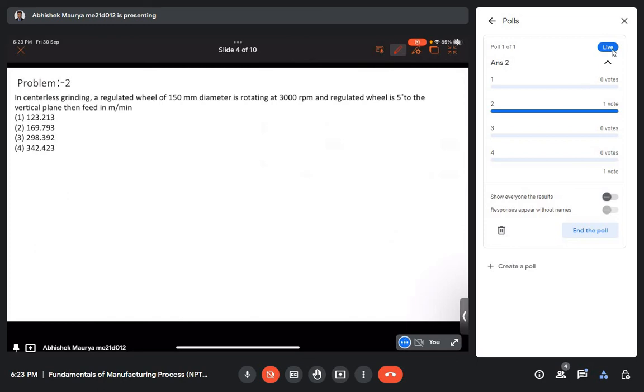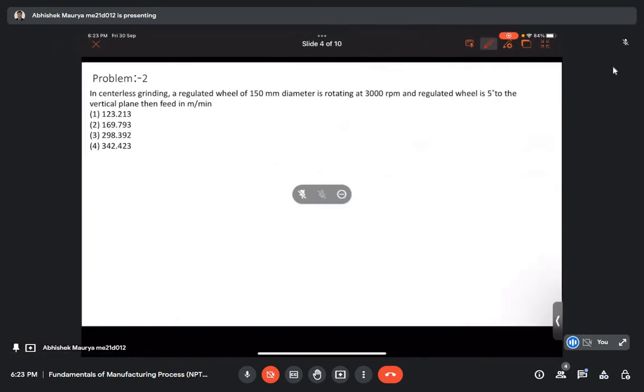Let's try to solve it together, and later on you can match your solution with it. So let's first try to understand what has been asked in the problem.